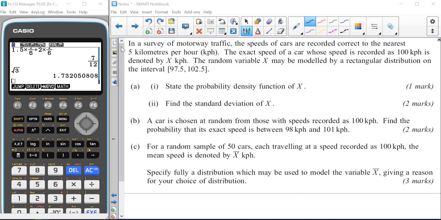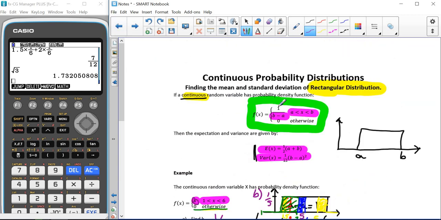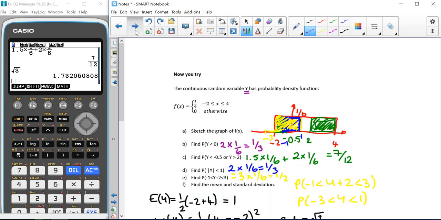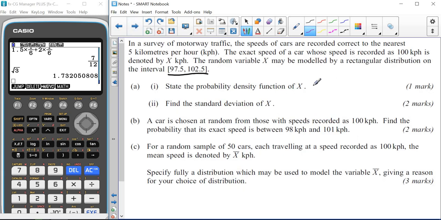Another way that we can be asked questions on the rectangular distribution is where we are given it as a description with the words rectangular distribution and the interval in which our values lie. We have to go from this to the probability density function, which is what was in the first part of our notes. If I go back, this was our probability density function here. So we are now trying to go from a description to the probability density function.